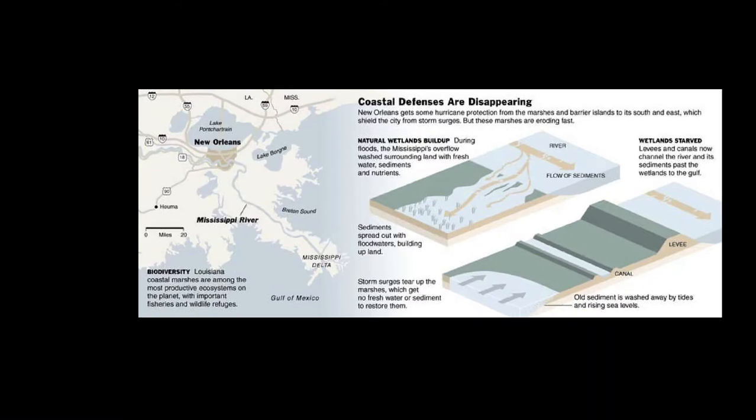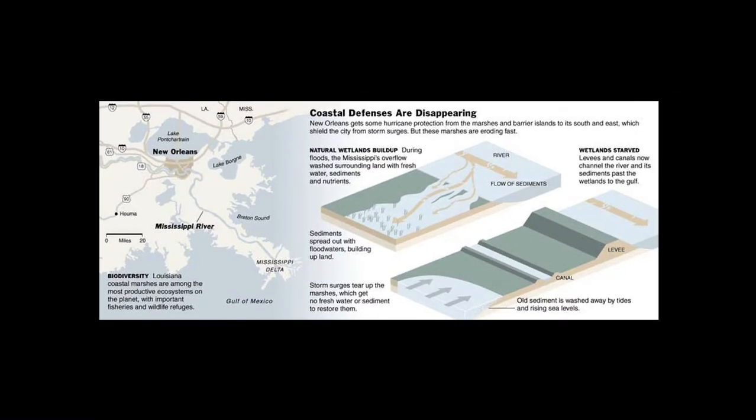Sometimes an infographic can describe the physical world. So after Katrina, when New Orleans was greatly damaged, this was talking about the problems of natural defenses, coastal defenses, versus levees and canals, and how the natural defenses are better. And it's showing the simplified version of what wetlands are and how that functions compared to the levee and canal system.